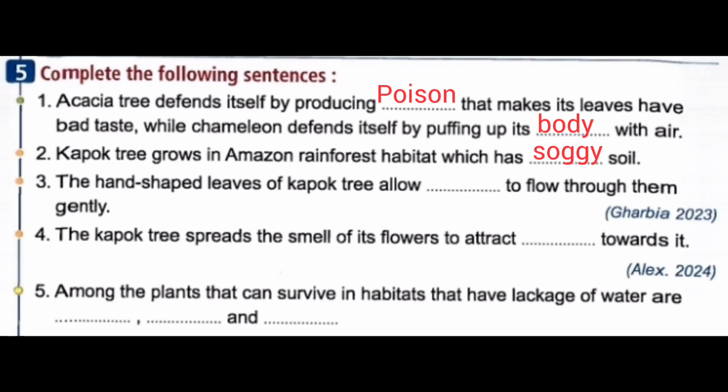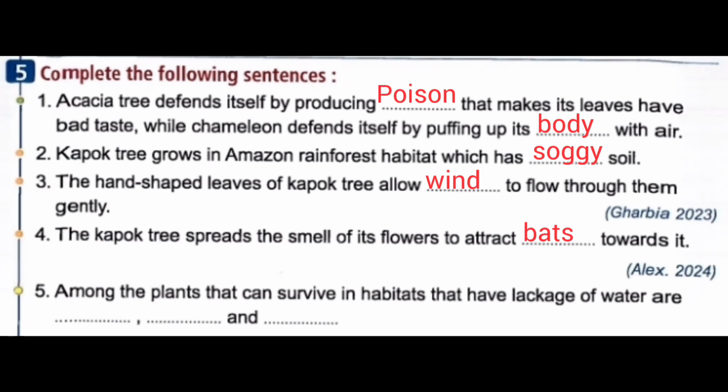Number 3. The hand-shaped leaves of kabak tree allow blank to flow through them gently. Allow wind. So the answer is wind. Number 4. The kabak tree spreads the smell of its flower to attract blank towards it. Attract which animal? To attract bats. So the answer is bats.